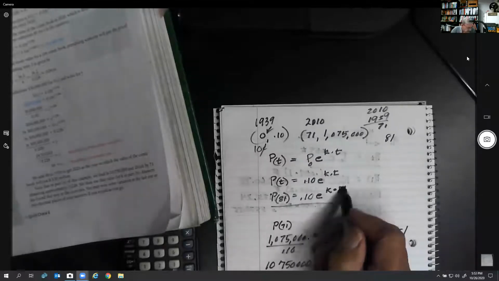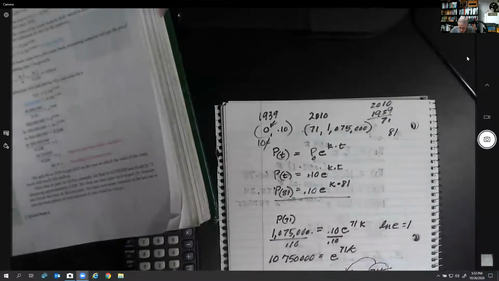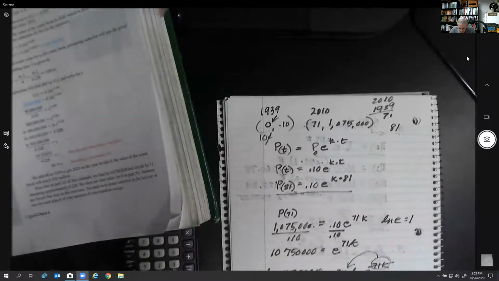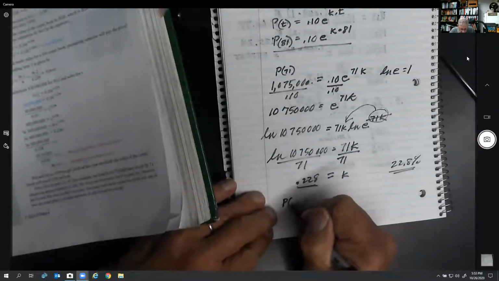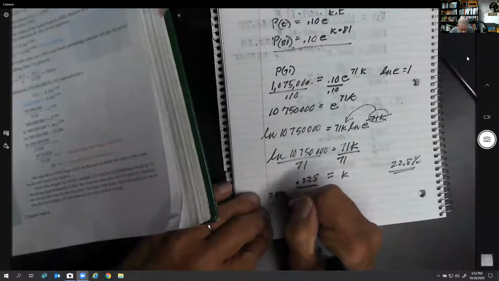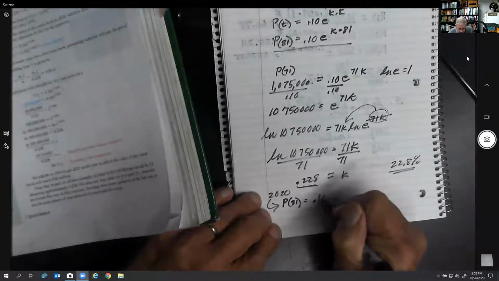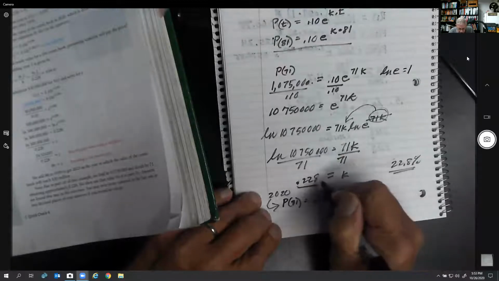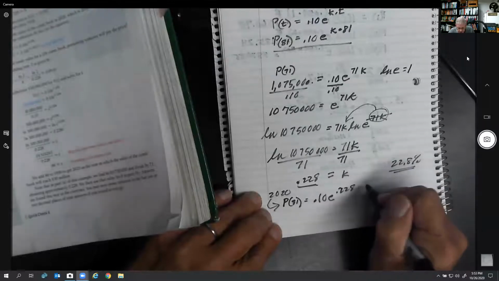So now I'm going to go back to this equation right here, because the question was to estimate the value in 2020. So we needed this growth rate. I'll put it down here. I think we have just barely enough room on the paper. 81 years later, what is this going to be worth in 2020? This is the value of the comic book. It's going to be 0.10 e to the 0.228 times 81.